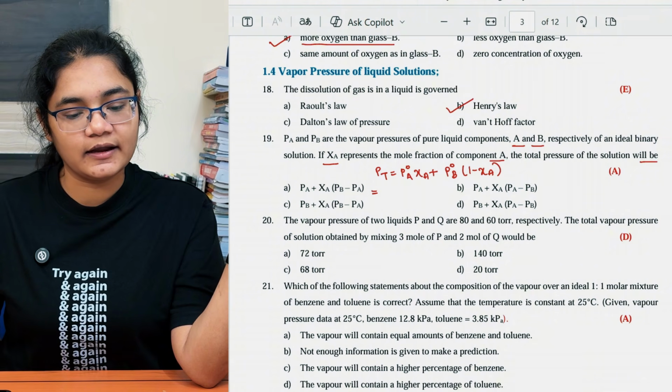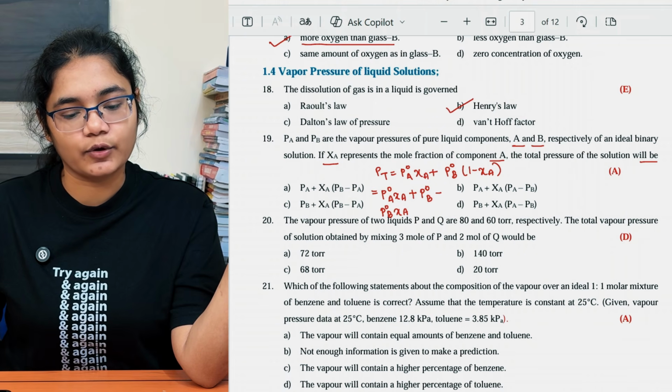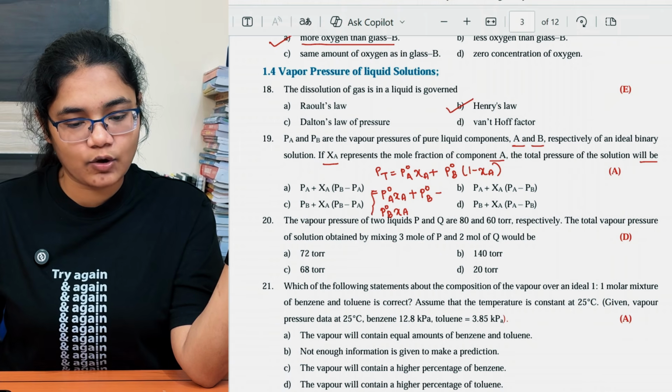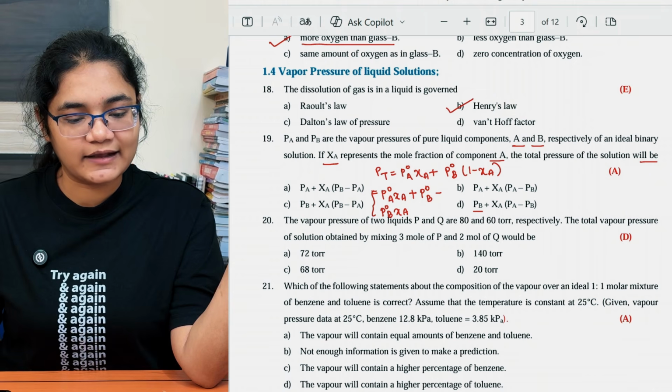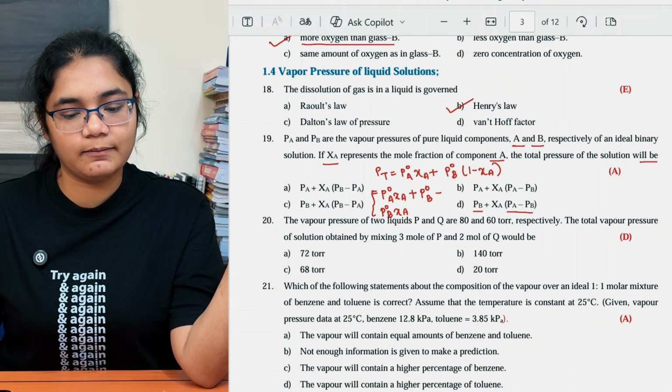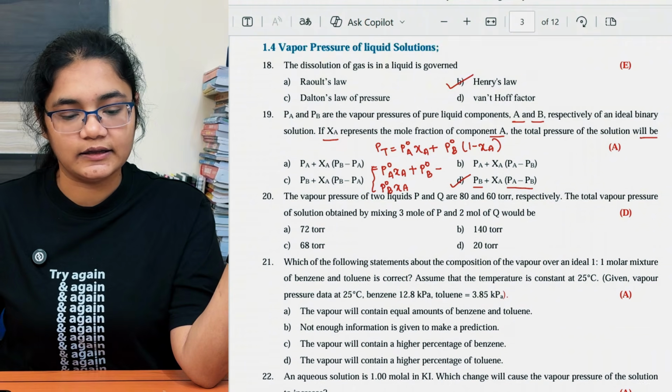So I will get here P naught A XA, plus P naught B, minus P naught B XA. So from here I can take XA common, and P naught B will be another term present here. So P naught B plus XA taken common, P naught A minus P naught B. So that is option number D here.